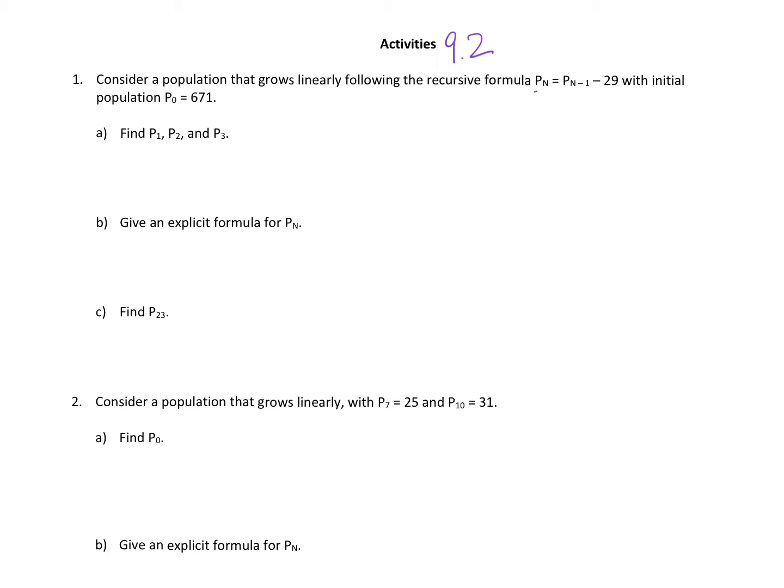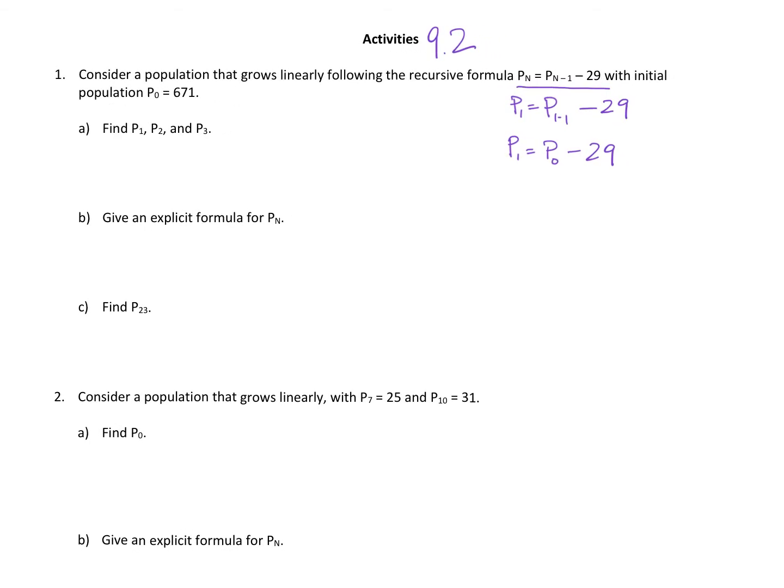if I use this formula, p sub 1 should be equal to p sub, I'm replacing all my n's with 1's. So I have 1 minus 1 minus 29. So p sub 1 is equal to p sub 0 minus 29. And p sub 0 I was given. P sub 0 is 671.